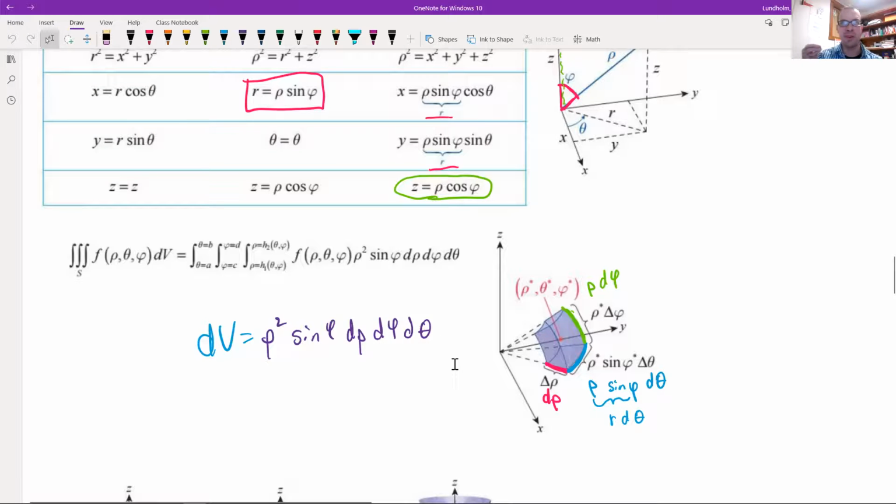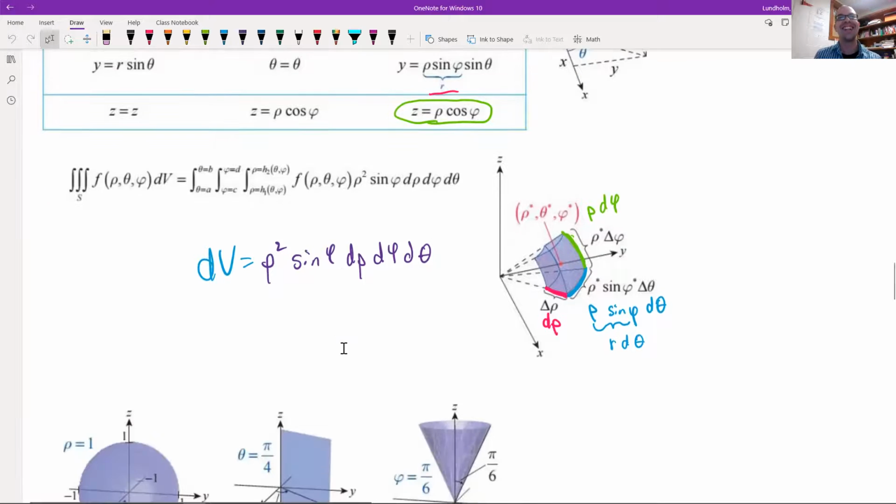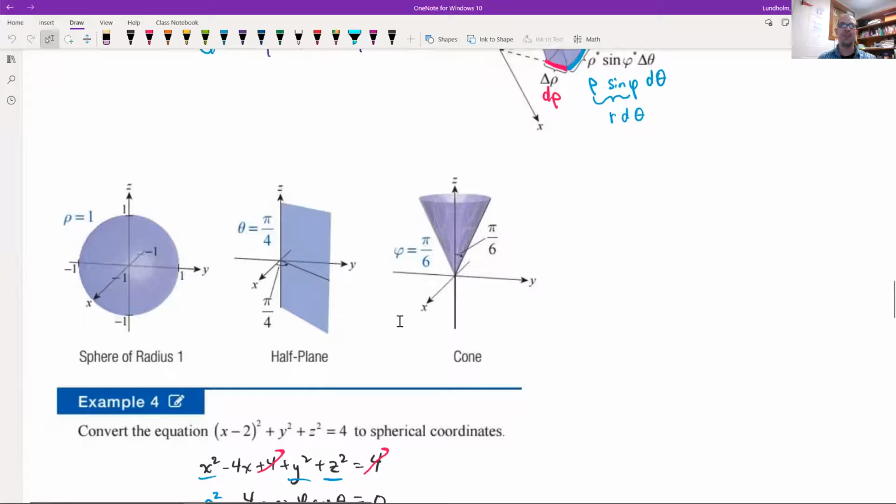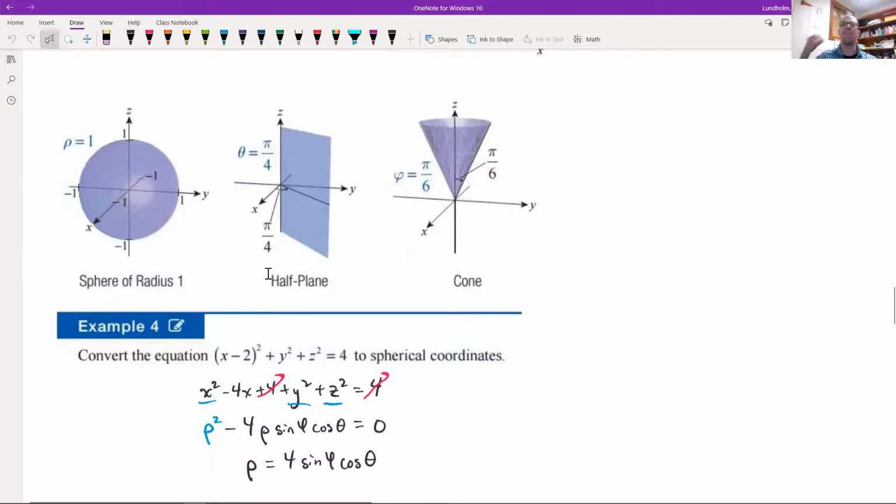And if you have trouble remembering that, it goes really nicely with the tune of Row, Row, Row Your Boat. Rho, rho, sine phi, d rho, d phi, d theta. That's the way you write a volume differential in the spherical coordinate system. So that's what our volume differential looks like. And we're going to be able to take integrals of these kinds of things very easily because the functions will be simpler and the boundaries on our top and bottom will be simpler.